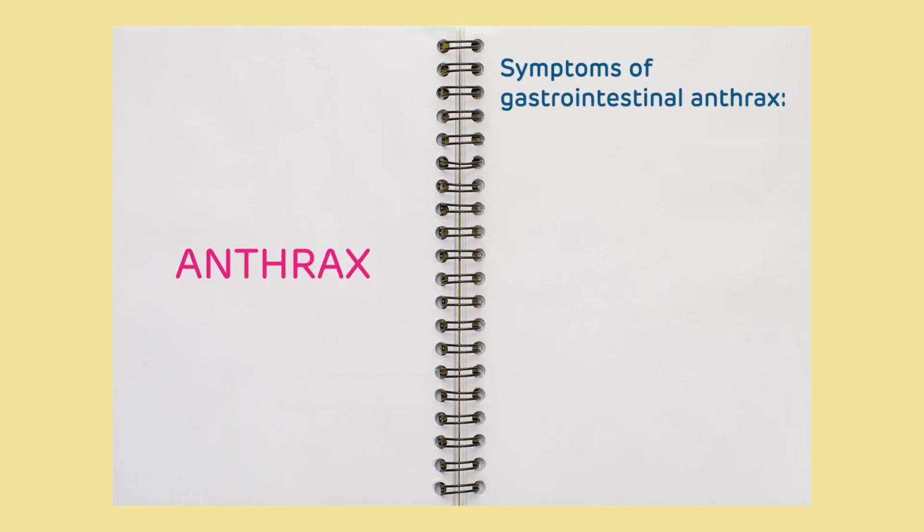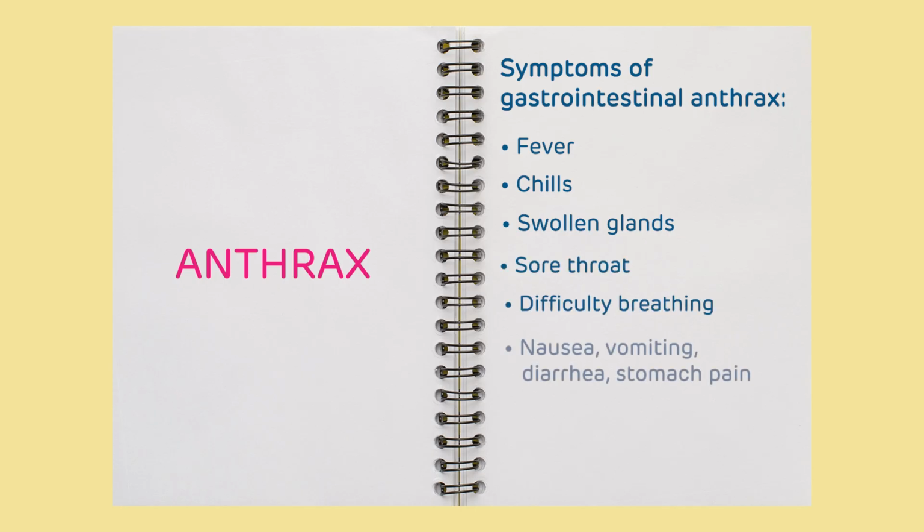The second type of anthrax is called gastrointestinal anthrax, and that results from eating contaminated meat. Like with cutaneous anthrax, the symptoms tend to develop between 2 and 7 days after exposure. But in this case, the symptoms often vary based on what part of the person's intestinal tract is affected. The range of symptoms can include things like fever, chills, swollen glands, sore throat, difficulty breathing, nausea, vomiting, diarrhea, stomach pain, or a flushed face or red eyes.